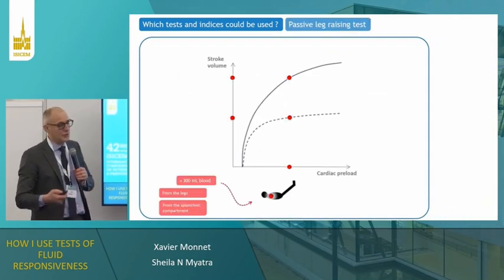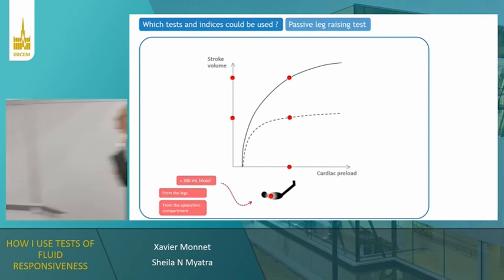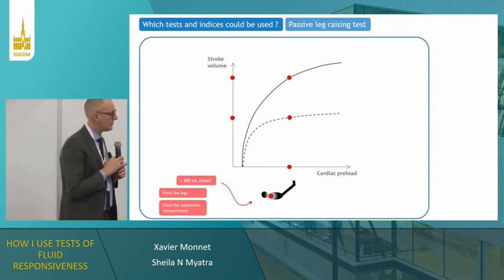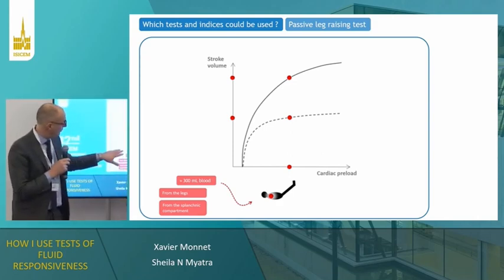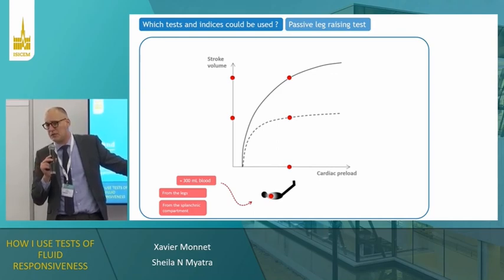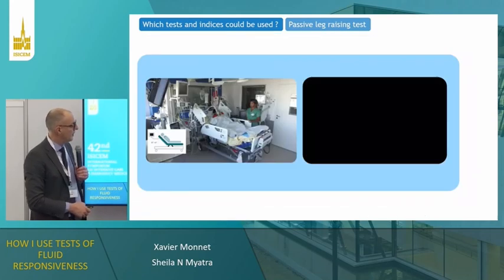The principle, likely you know the test, right? How many of you perform passive leg raising in your unit? Oh, wow, a lot. Let me insist on 2 points regarding the test. So you know the principle. Roughly, it's 300 mL of blood that you transfer, but it varies from one patient to another.